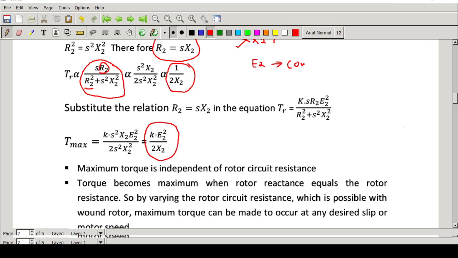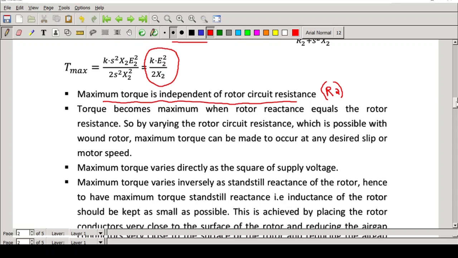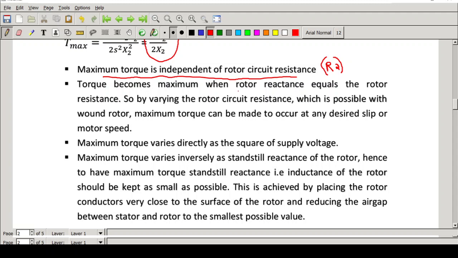Okay, so now what are the things which you understand from this expression? First thing what we can observe is that in the expression for the maximum torque, we cannot find the rotor resistance, which means maximum torque is independent of the rotor circuit resistance R2, right? But the slip corresponding to the maximum torque is depending on the rotor resistance. See here, slip is depending on R2, but maximum torque is not depending on the rotor resistance. So the condition is that torque will become maximum when the rotor reactance becomes equal to the rotor resistance, which means by varying the rotor resistance, we can get maximum torque.